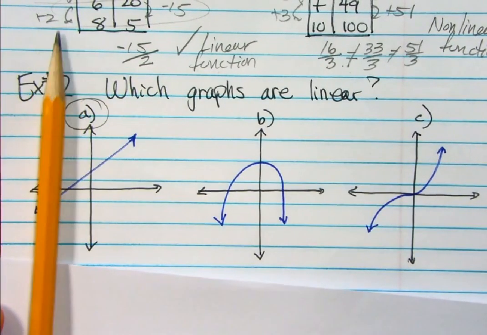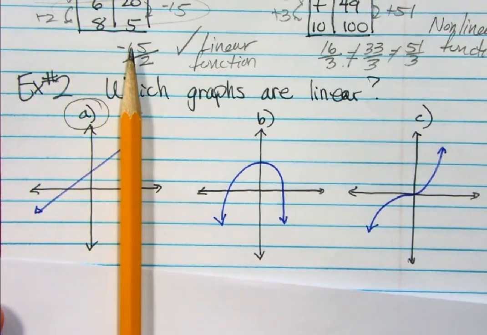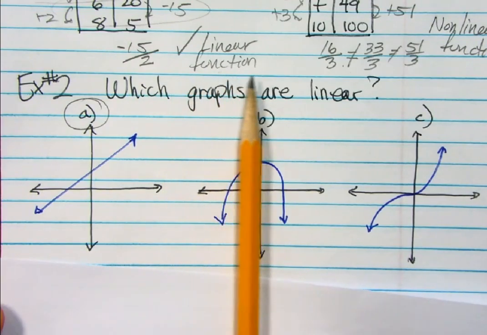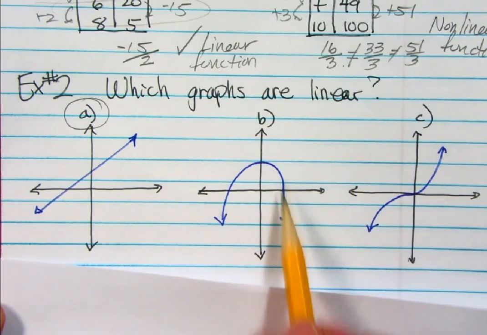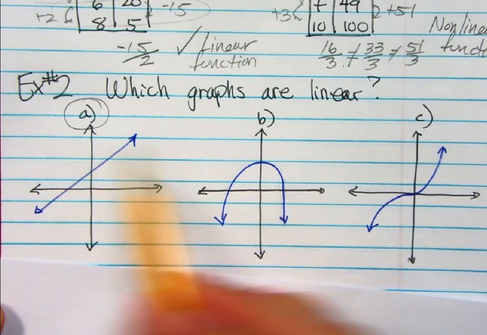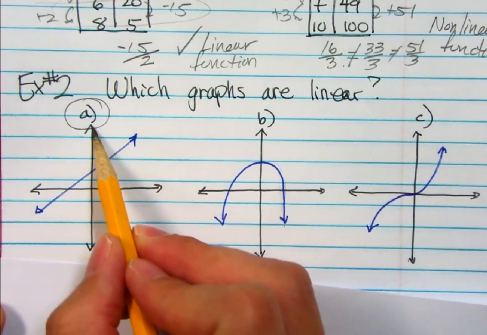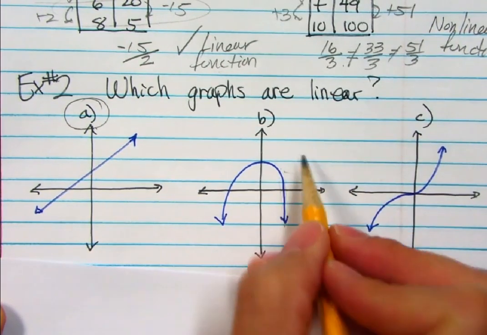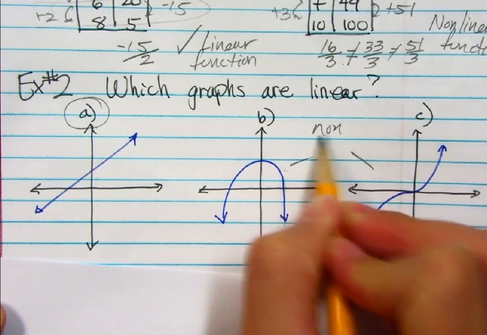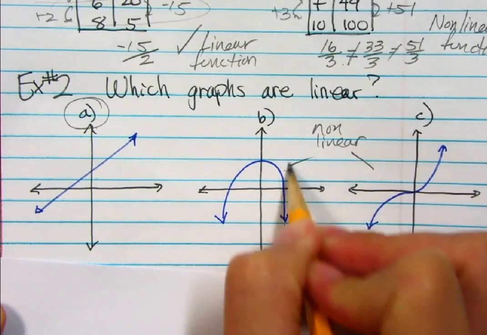If I use a vertical line test, it only crosses the line at one point, right? All this at one point. Maybe this one's kind of drawn weird. It looks like it would only cross once, but all these are functions, but only one of them is linear. These are considered nonlinear functions. Okay, so just to let you know.